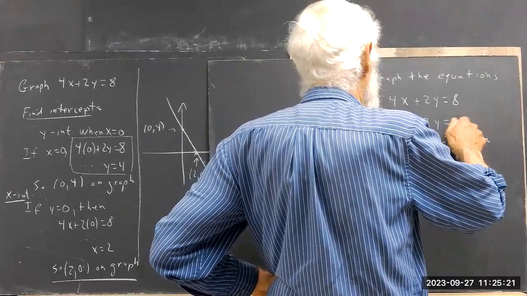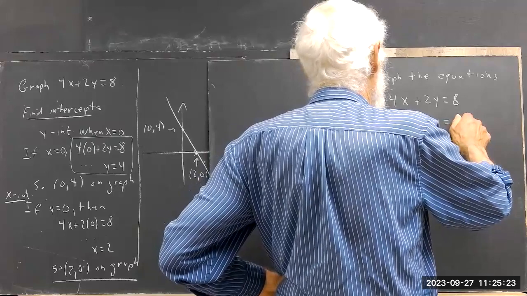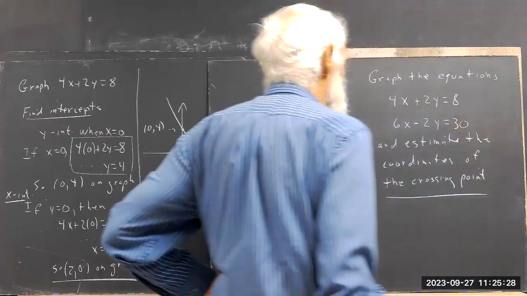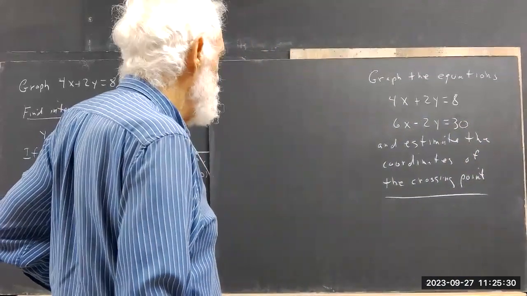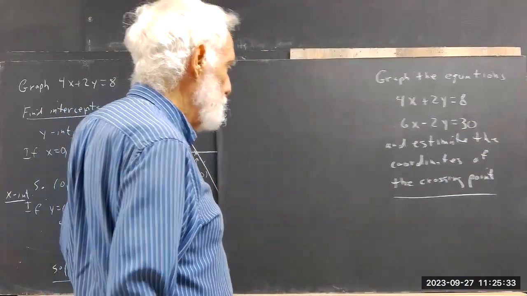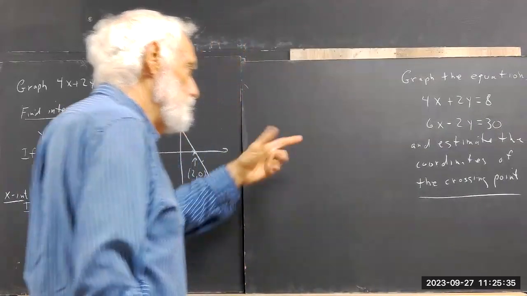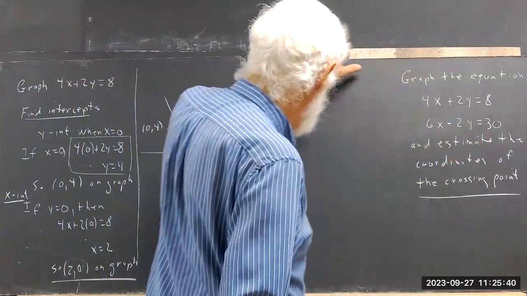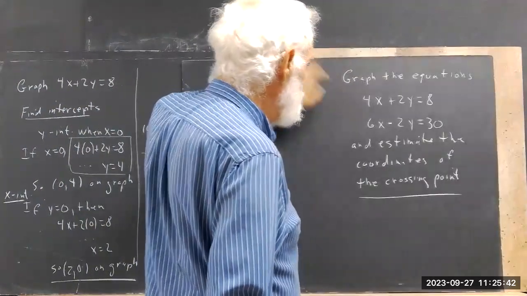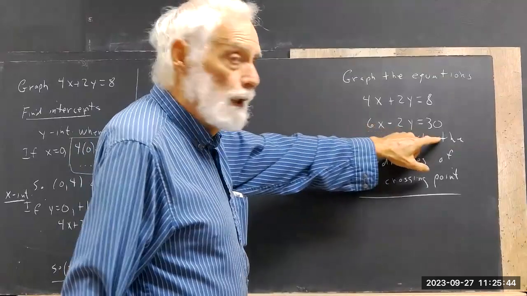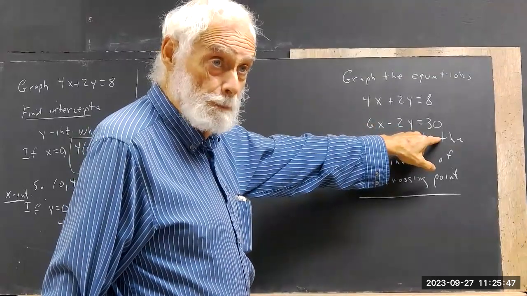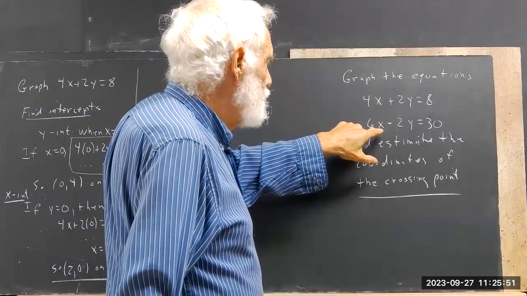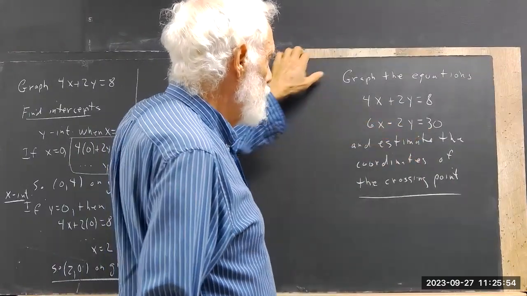Let's just go with 6x minus 2y equals 30. Okay, that's a little big. If we do 6x minus 2y equals 30, and we let x equal 0, we get negative 2y equals 30, so y would be negative 15. If we let y equal 0, then we get 6x equals 30, so x would be 5.